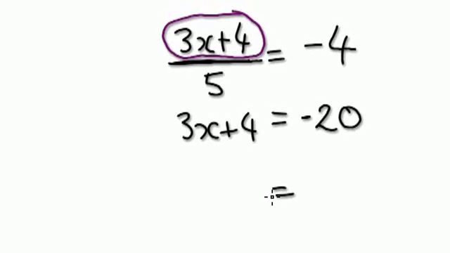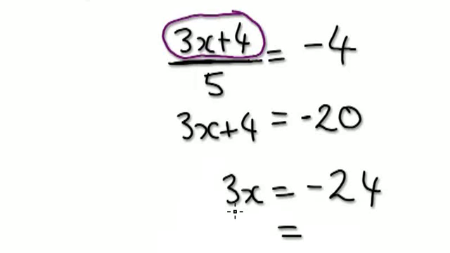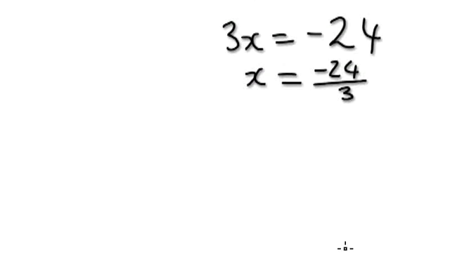Now kill off the 4, so inside your mind, take away 4 from both sides. On the left hand side, it would just be 3x. On the right hand side, minus 20 take away 4 would be minus 24. Now divide both sides by 3. So x equals minus 24 over 3. Now just get 24 divided by 3, so that would be 8. Because there's only one minus, it would be minus 8. So x equals minus 8.